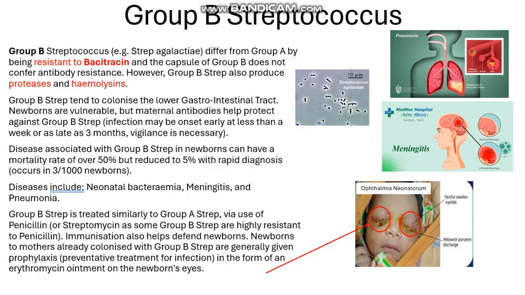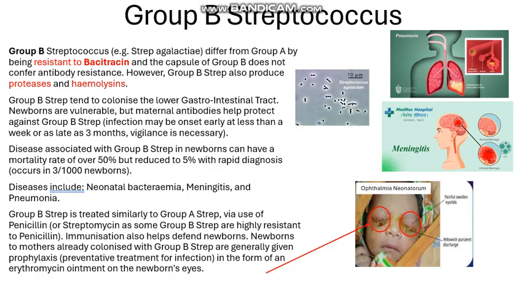So strep infection occurs in approximately 3 in every 1,000 newborns. So it is a problem, and we do need to be vigilant of it. But fortunately, through modern medicine methods, we've been able to massively decrease the infant mortality rate from strep infections.